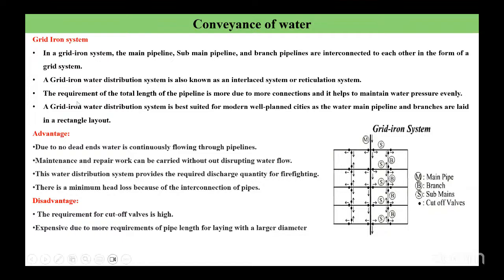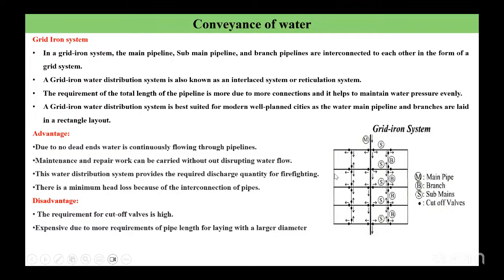The total length of pipeline required is more due to the more connections, and it helps to maintain water pressure evenly. So this is very expensive as well, because more pipelines are installed for even distribution and maintaining the water pressure. The gridiron water distribution system is best suited for modern, well planned cities, as the water pipeline and the branches are laid in a rectangular layout.